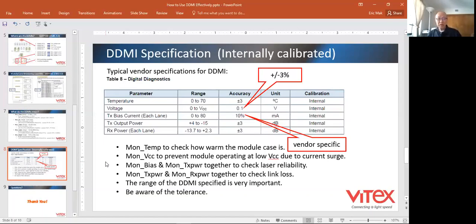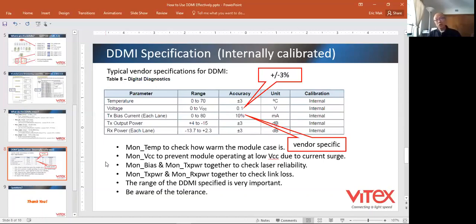So the fourth one would be to use the transmitter power and the receiver power to calculate the link loss. So that can be done. But keep in mind, both parameters are specified by plus or minus 3 dB. Altogether it is plus or minus 6 dB. So it will throw you off completely if you look at it not as a reference, but as an absolute number. Never use it as an absolute number because the tolerance is too big.